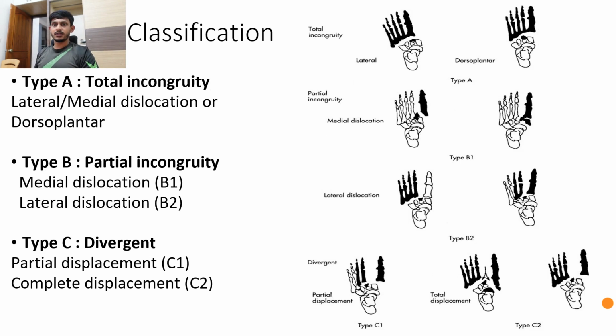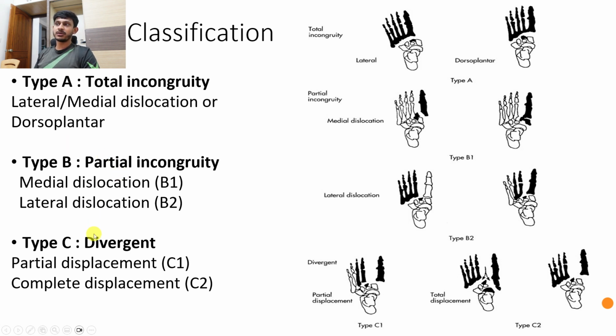Good evening, guys. Today we'll be talking about the Myerson classification, which was originally a modification of the Quenu-Kuss classification of Lisfranc injuries. So, coming to the Myerson classification, it's divided into three headings: type A, B, and C. A is total incongruity, B is partial incongruity, and C is divergent.